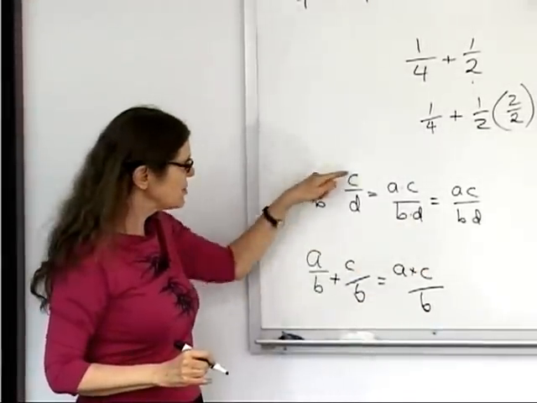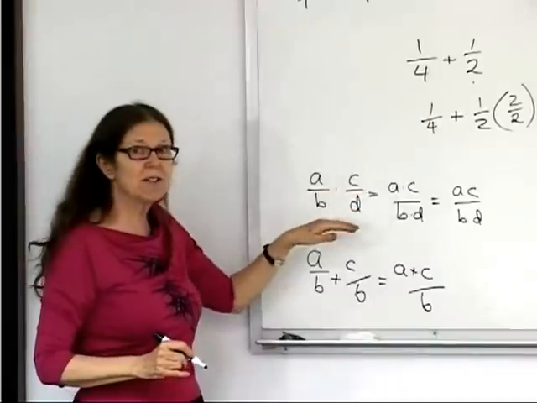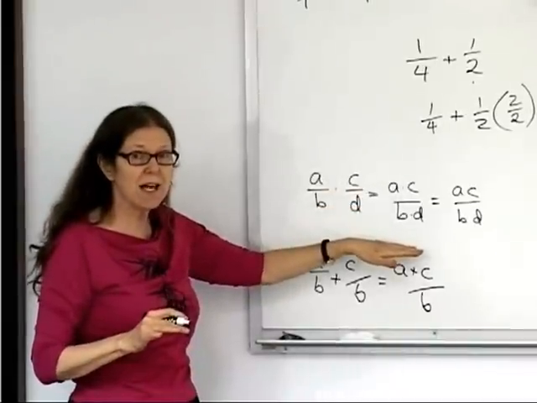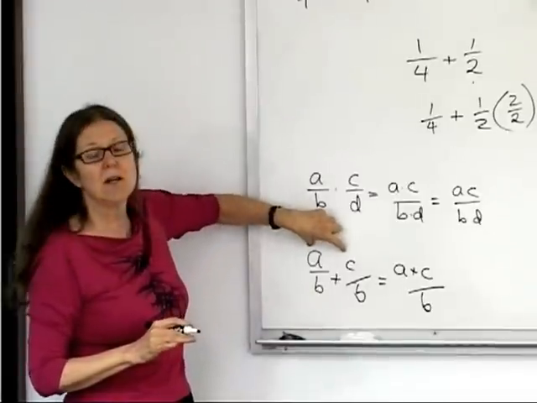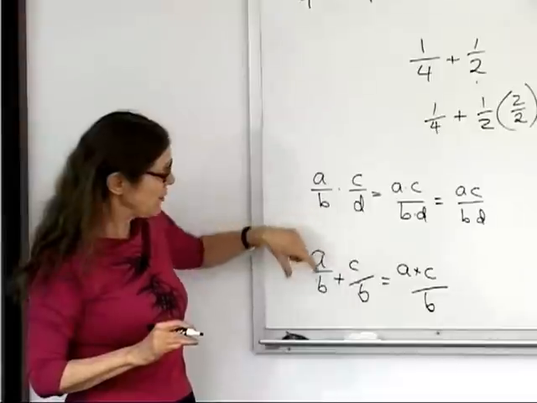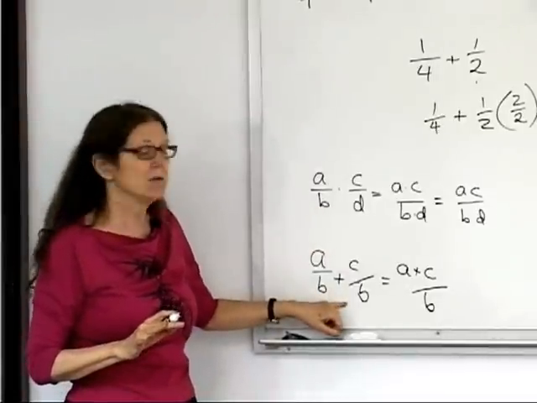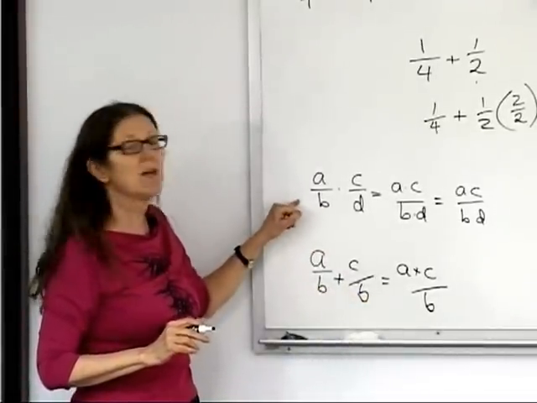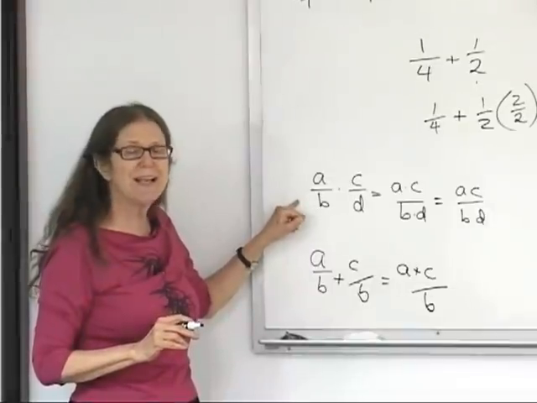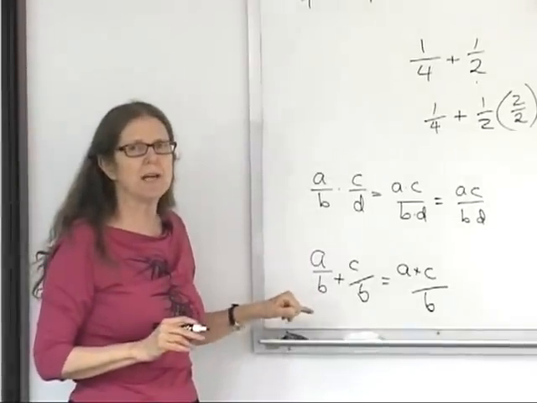To multiply fractions, we just multiply the numerators together and multiply the denominators together. And to add fractions, we add the numerators together and we copy down the denominator, whatever that is. And we can utilize the rule for multiplication to get a common denominator when we don't have one.